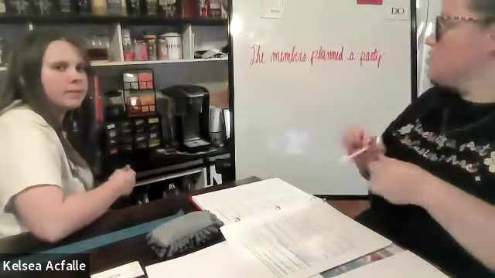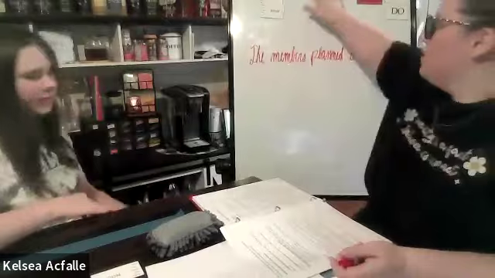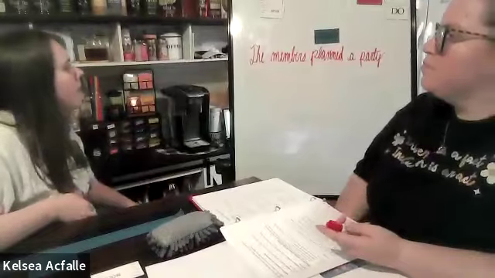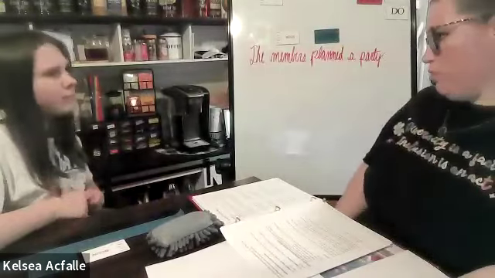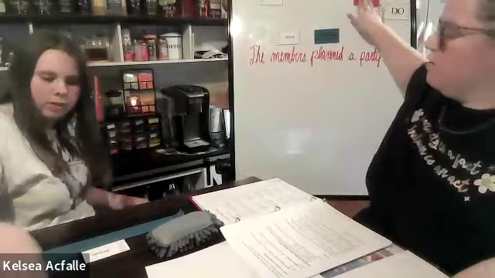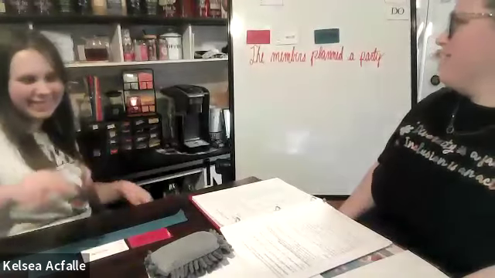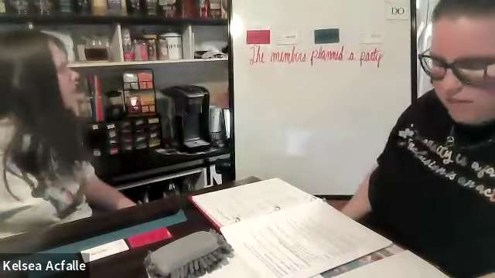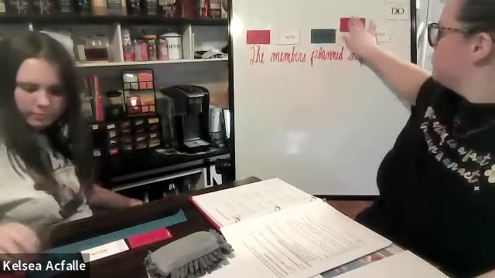What is the action of this sentence? That is planned. That's our action verb. Who planned? Members, which is our noun. What type of members? The members, which is our article. They planned what? Party. A party. It's a noun. What type of party? A party, which is an article. Good.